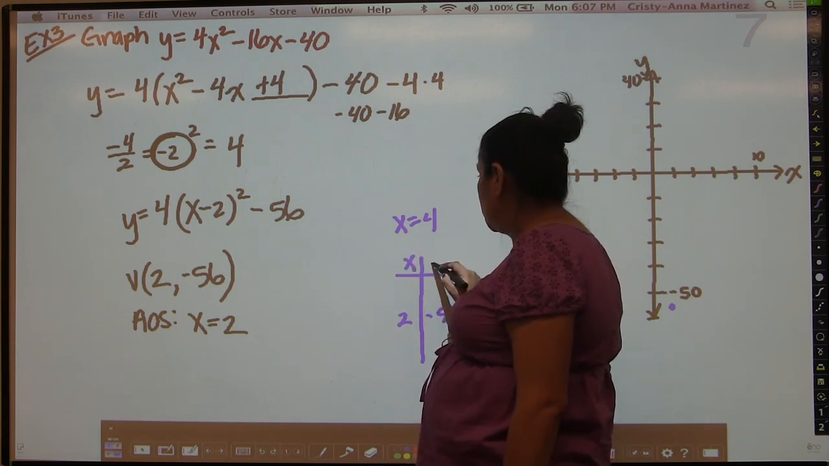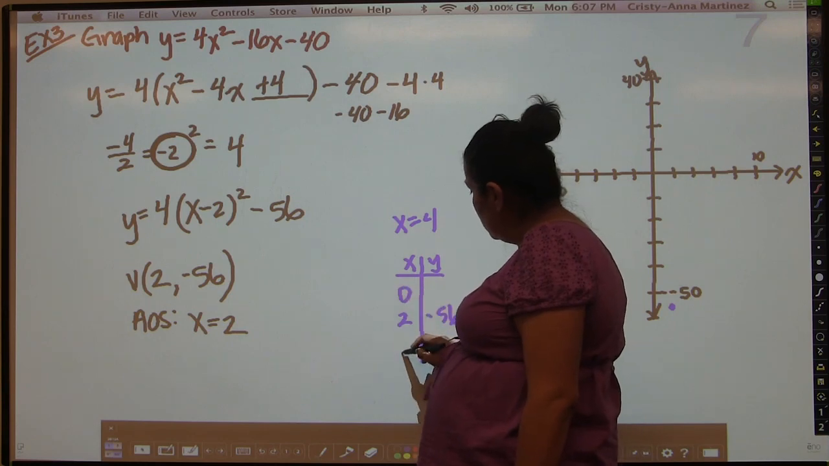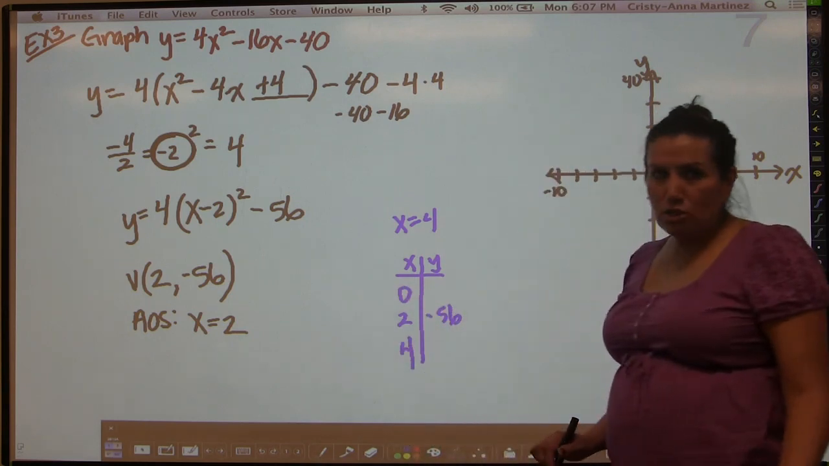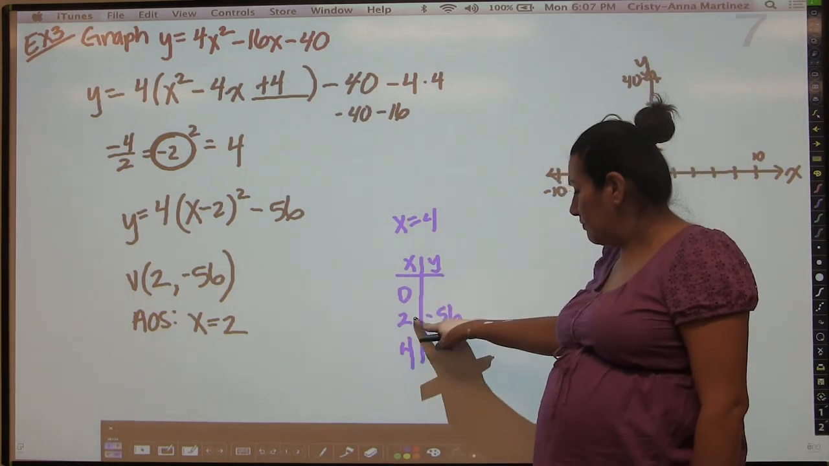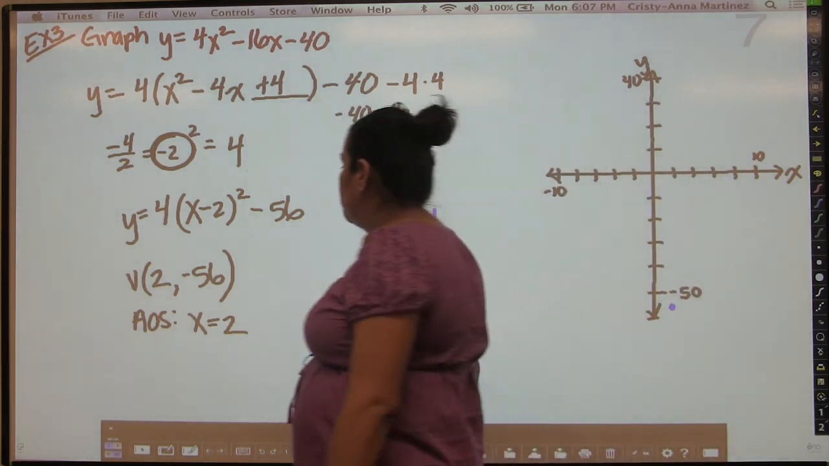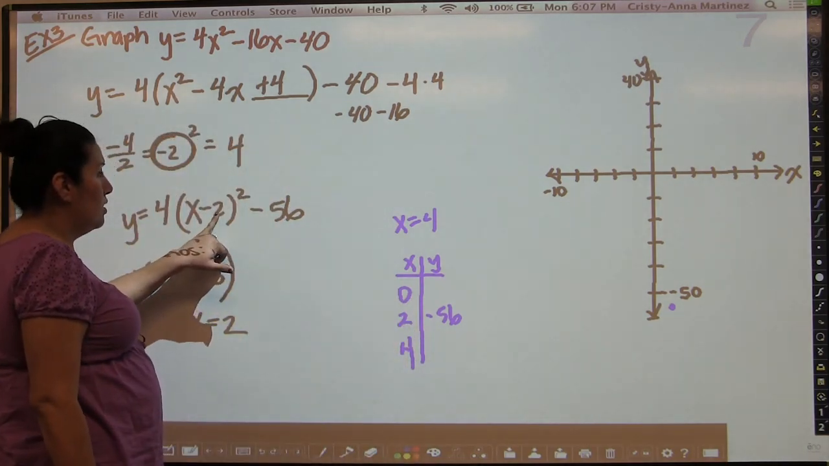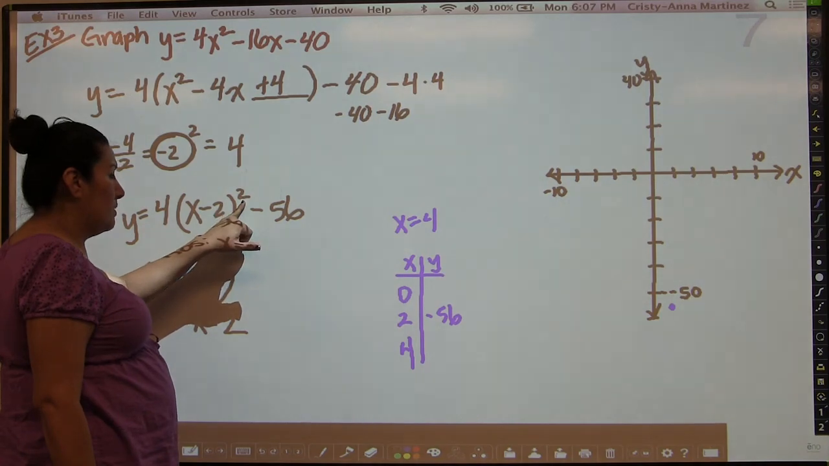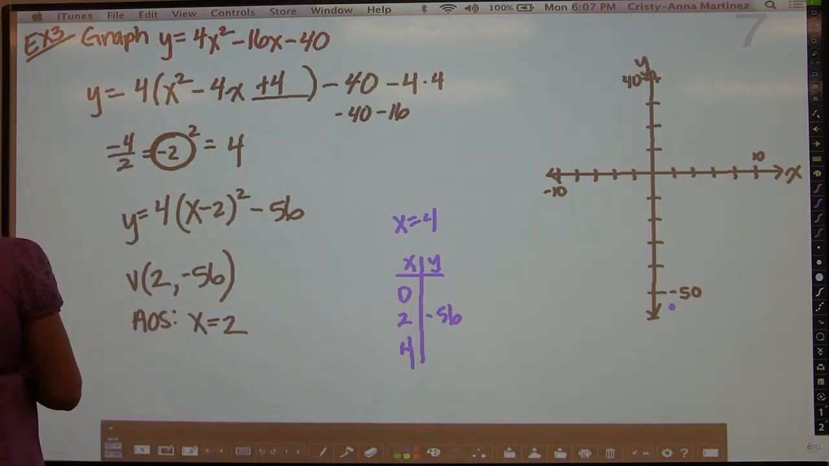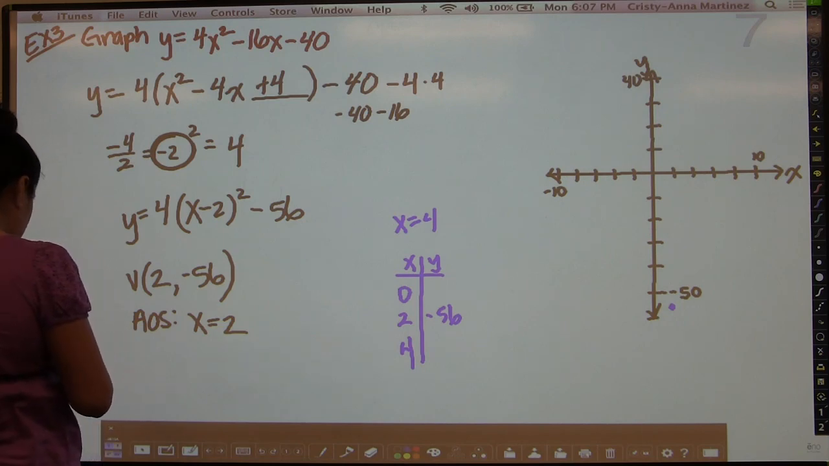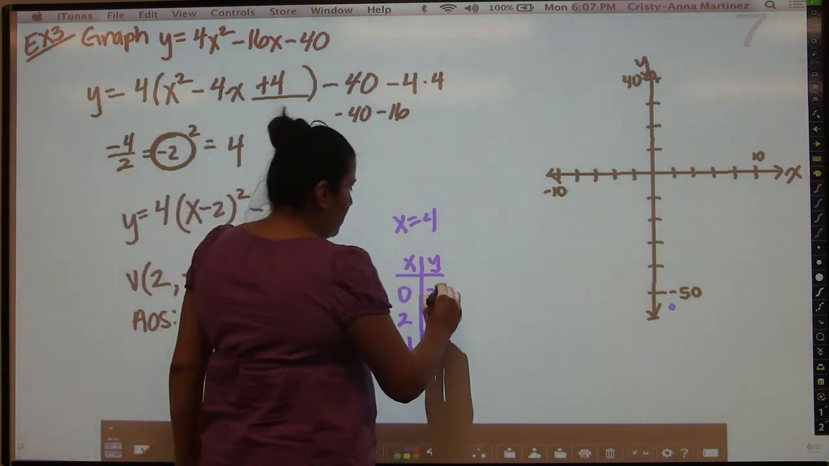So you remember how we used to do tables. And so I can pick 0, 2, and 4. And I already told you how much I love plugging in 0. These points are equidistant from the 2. So when I plug in 0 to my equation, I'm going to get 0 minus 2 is -2, and -2 squared is going to be +4, and 4 times 4 is 16, and 16 minus 56 is going to be -40. So these are both going to be -40.